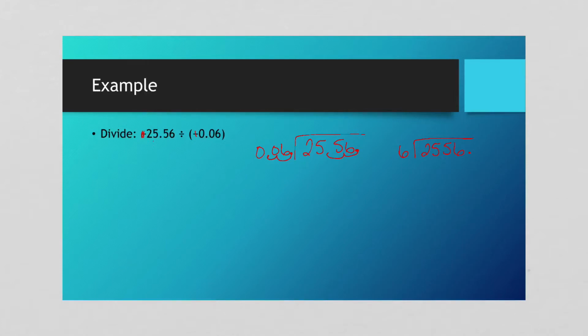So 6 won't go into 2, but it will go into 25 4 times. 4 times 6 is 24. Subtract, I got a 1 there, bring that 5 down. 6 will go into 15 twice. 2 times 6 is 12. Subtract, you have a 3 there, bring this 6 down. 6 will go into 36 6 times. So my answer to this problem is 426. You deal with the decimals before you start working with the problem, and then you don't have to deal with the decimal later whenever you're finished.